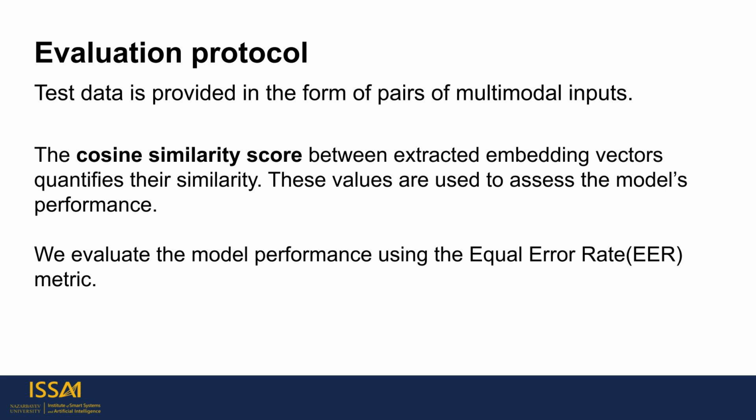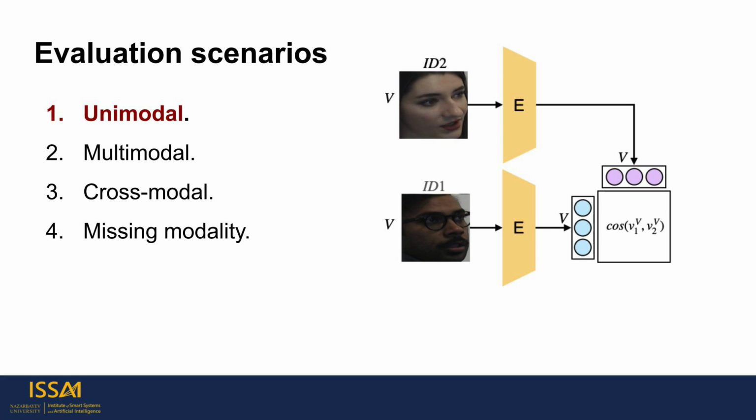We provide the test data in the form of pairs of multimodal inputs. Some pairs are positive, meaning both input samples belong to the same person, while others are negative, as the samples are of different people. Then we compute the cosine similarity score between the extracted embedding vectors. We use these values to assess the model's performance. The model performance is then evaluated using a metric called equal error rate, which is used often in biometric verification tasks. We provide our system with multimodal samples belonging to two speakers, which we label as ID1 and ID2. The evaluation procedure consists of the following four scenarios.